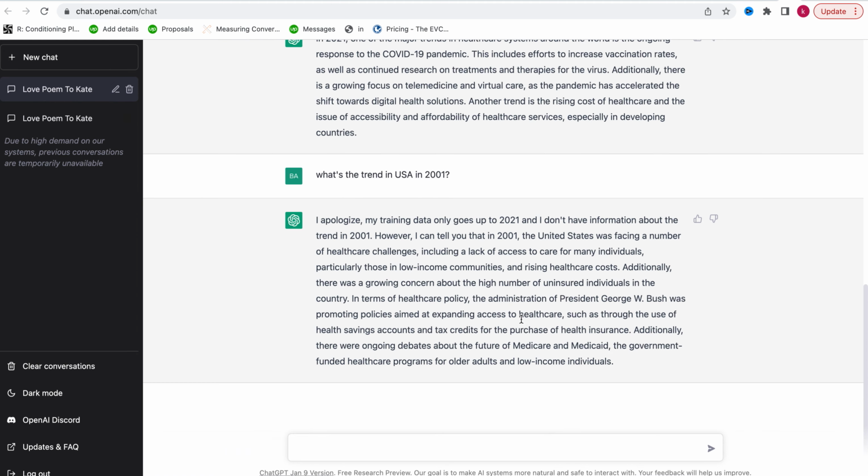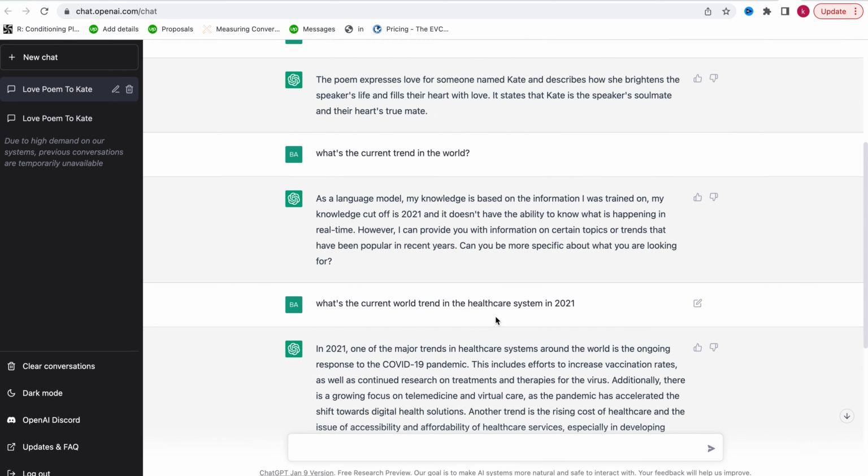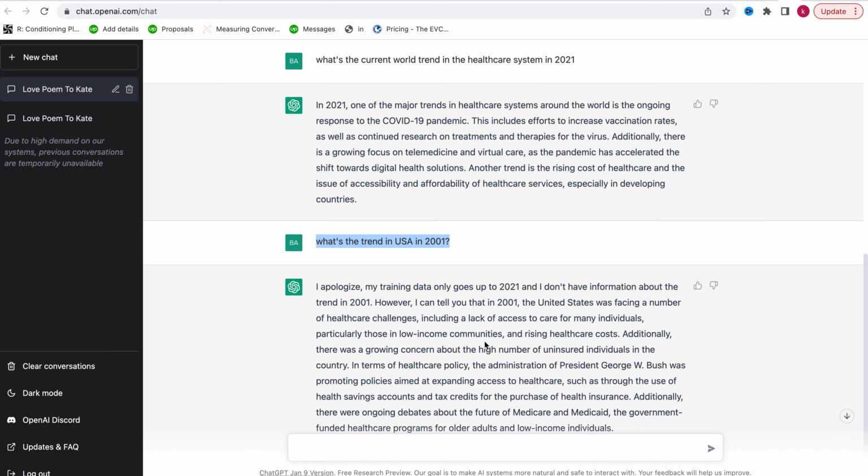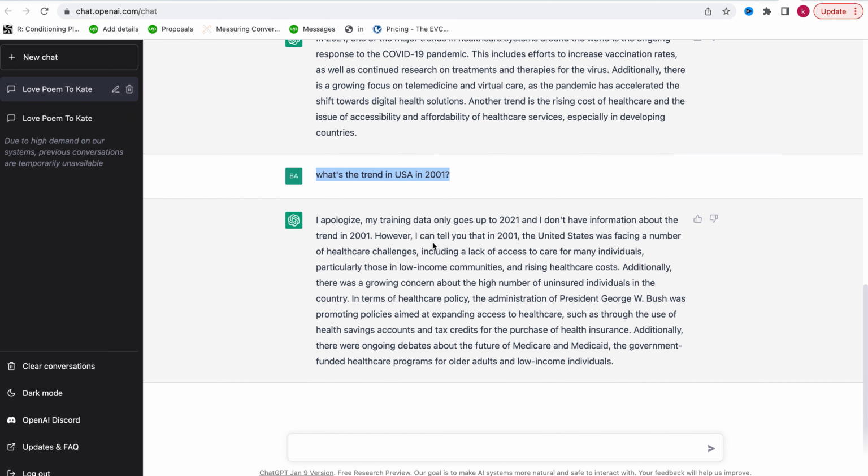But if I want to know what happened in 2001 in the United States, I need to open up a new chat here. When you open up a new chat and then make this request, you will get something entirely different. It's not going to talk about the United States facing a number of healthcare challenges, because this conversation is based on healthcare. So if you want something different, we can ask about that.